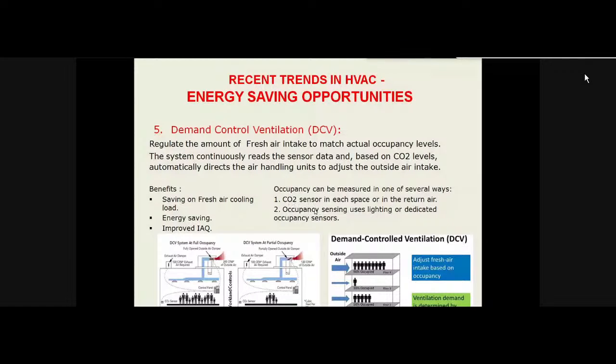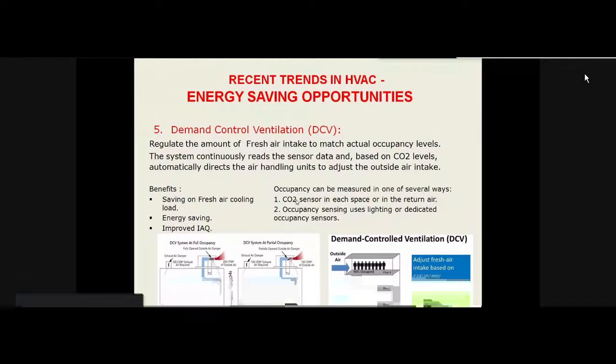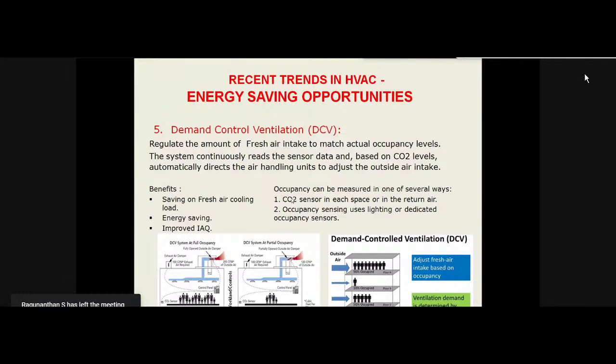Either a CO2 sensor or an occupancy sensor, like the lighting sensors, is available. With the sensors, we will count the people or the requirement. With the carbon dioxide sensor, we will see the ppm level, what is the parts per million of CO2 present in the environment. Accordingly, this damper will open.